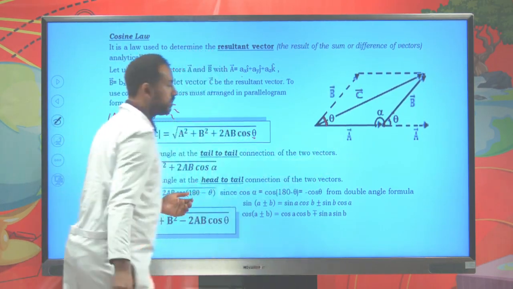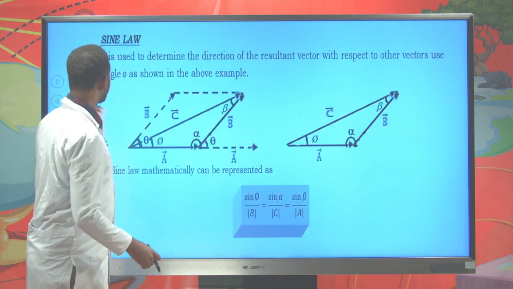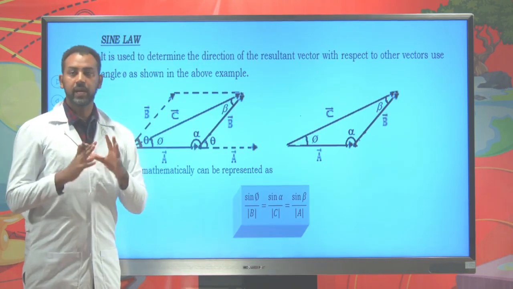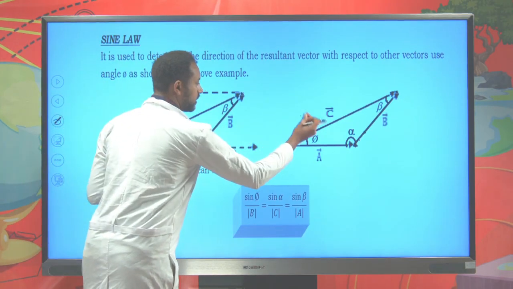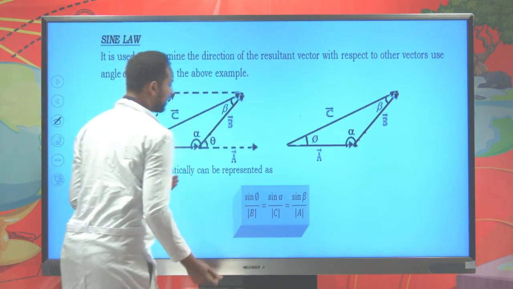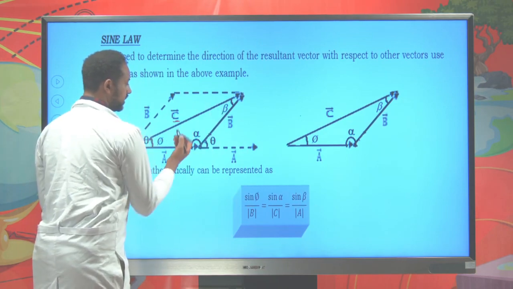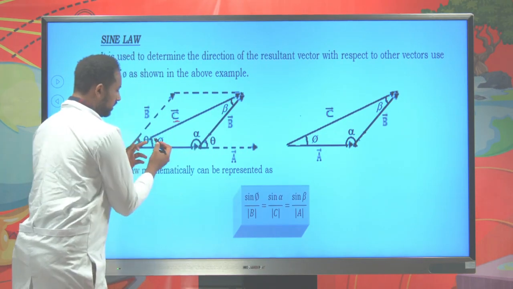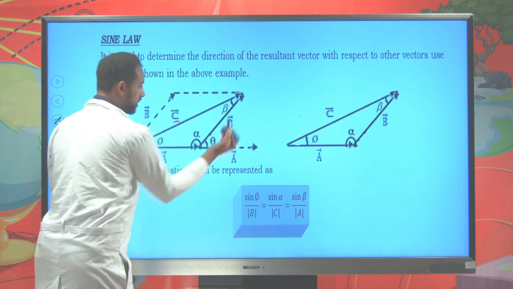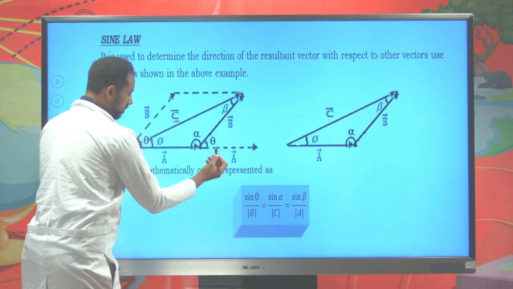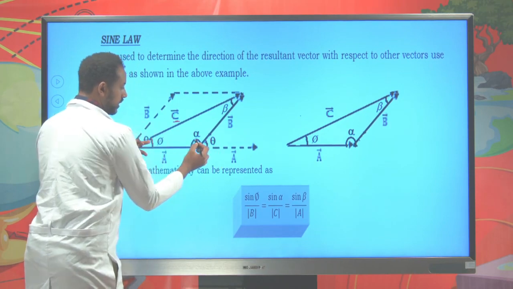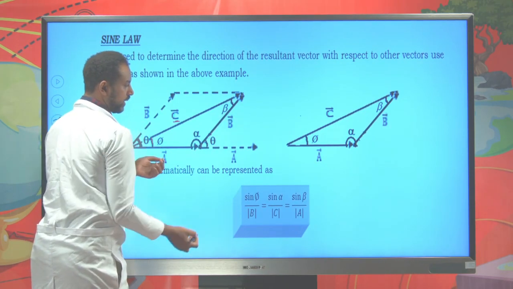The angle can be determined using the sine law. Here you have the sine law. The sine law is very helpful to determine the direction of the resultant vector. Suppose here the resultant vector is C, and how do you determine the angle of this resultant? It's possible to determine it from the x-axis or from vector A or from vector B. Let's say that this is alpha and this is beta.